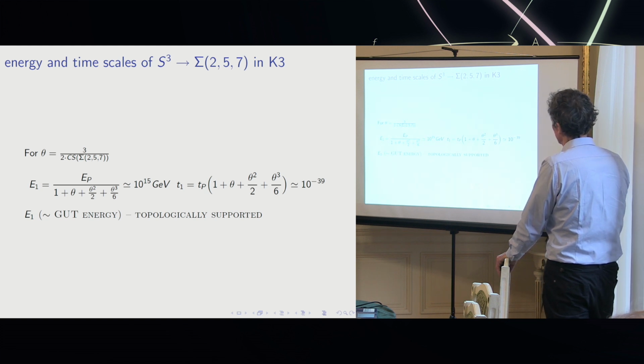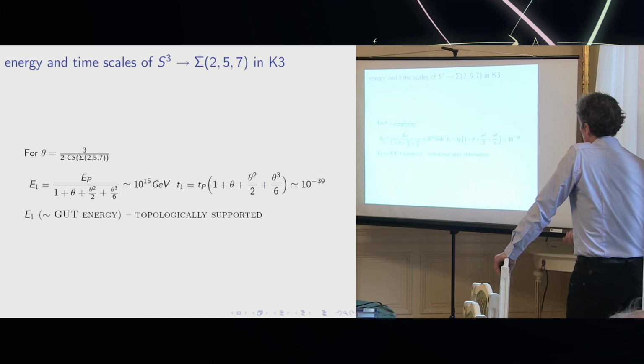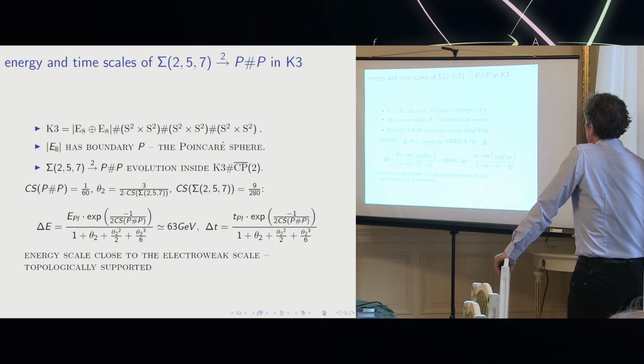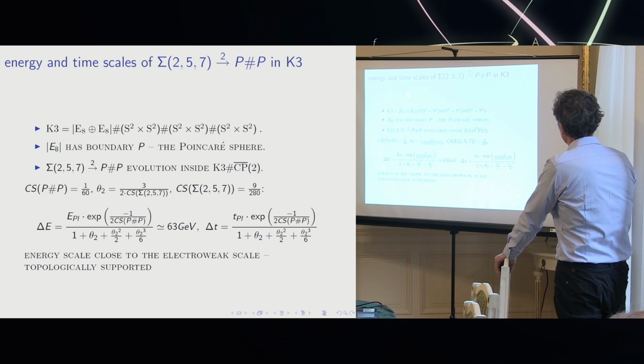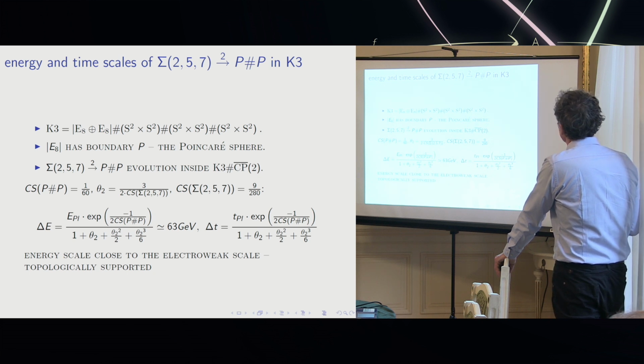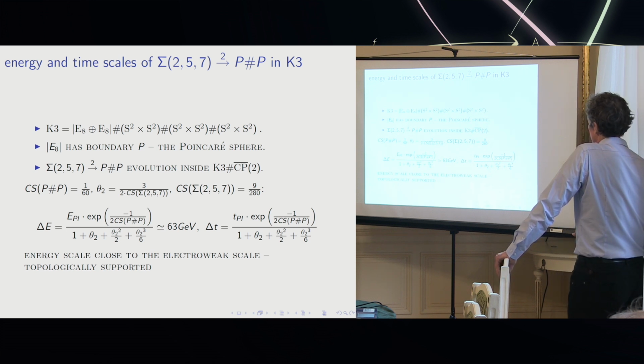So, for example, there is energy assigned to this first topology change, which is of the order of a GUT energy, which is also topologically supported. And if we work in the case of the second topology change, and it is the composition of K3 ciphers, which is here, we also obtain an energy scale, which this time is about the electroweak scale. And these quantities are also topologically supported.